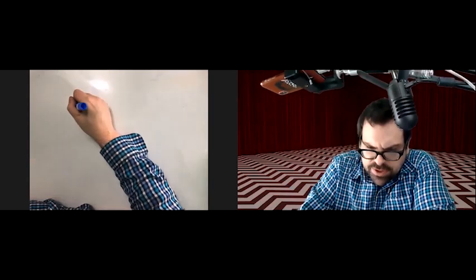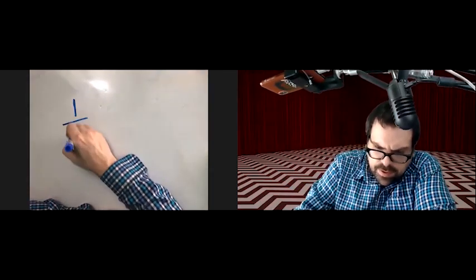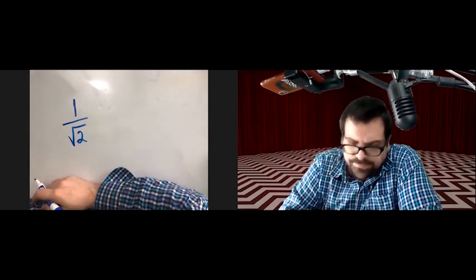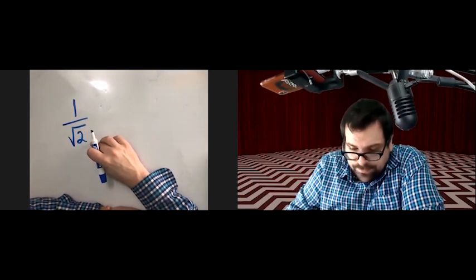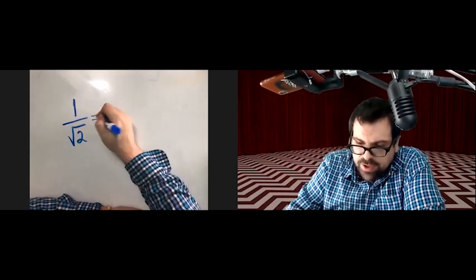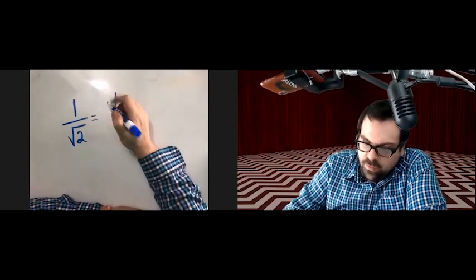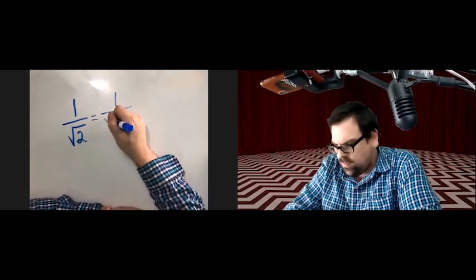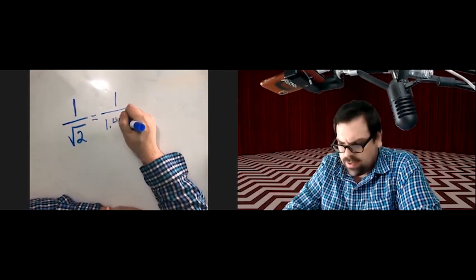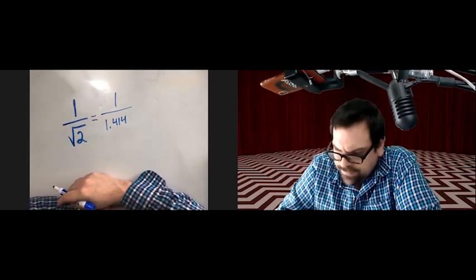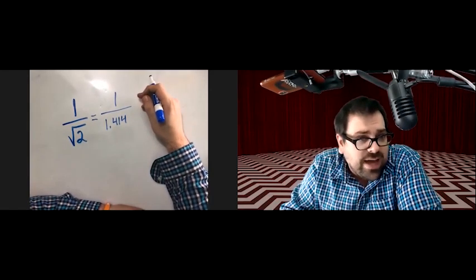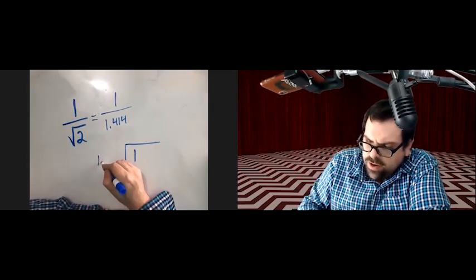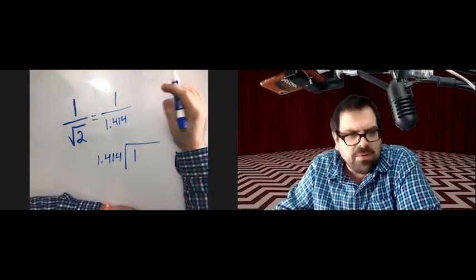I want you to consider the expression 1 over radical 2. Now, radical 2, if you took the square root of 2 on a calculator, would be estimated 1.414. And if we wanted to actually divide this, 1 divided by 1.414. Now you might be saying, hey, that's no problem.